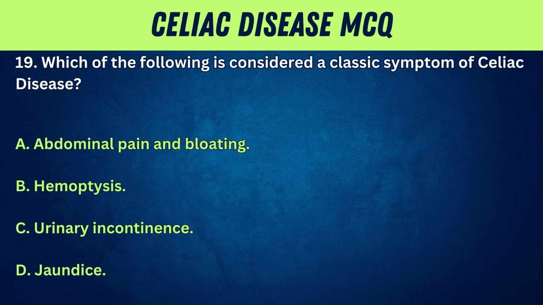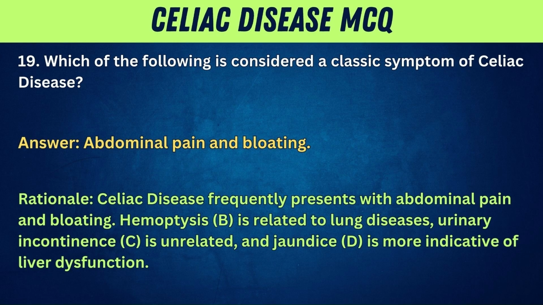19. Which of the following is considered a classic symptom of celiac disease? A. Abdominal pain and bloating. B. Hemoptysis. C. Urinary incontinence. D. Jaundice. Answer: abdominal pain and bloating. Rationale: celiac disease frequently presents with abdominal pain and bloating. Hemoptysis, B, is related to lung diseases, urinary incontinence, C, is unrelated, and jaundice, D, is more indicative of liver dysfunction.